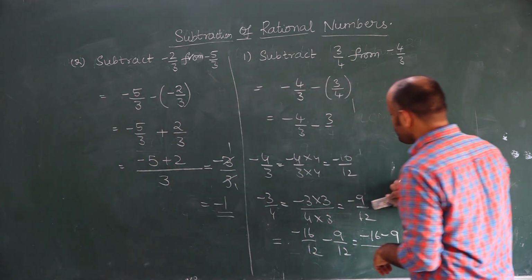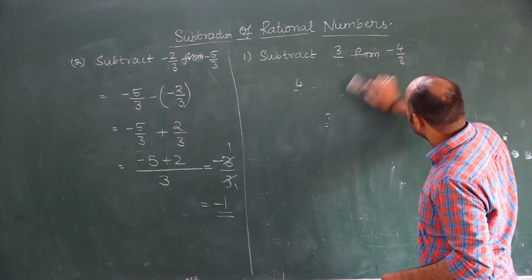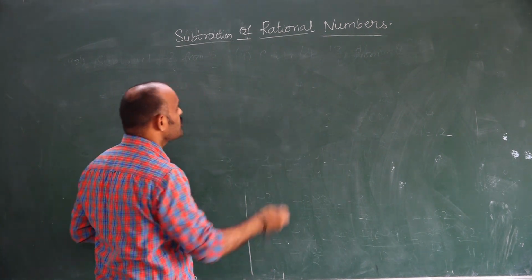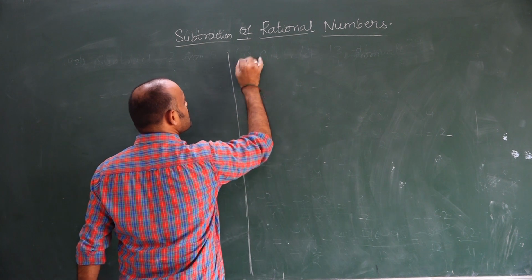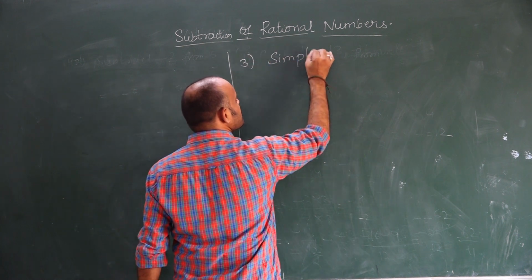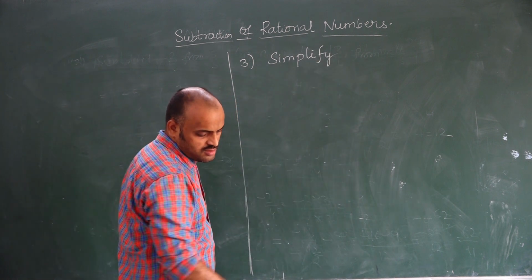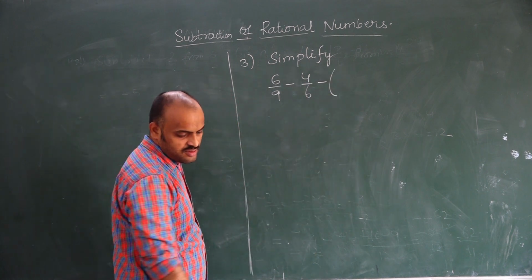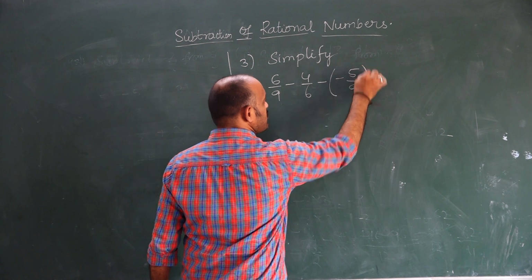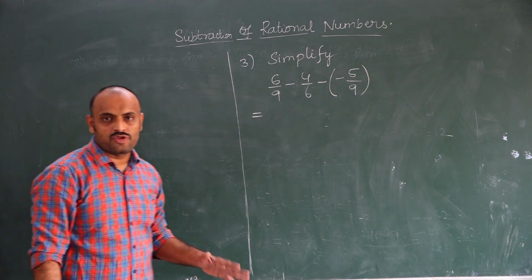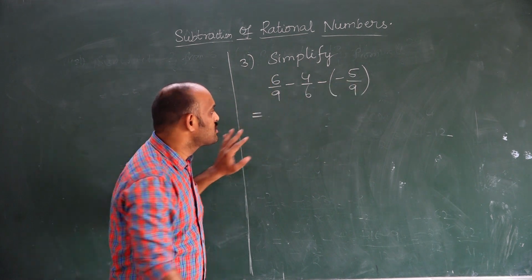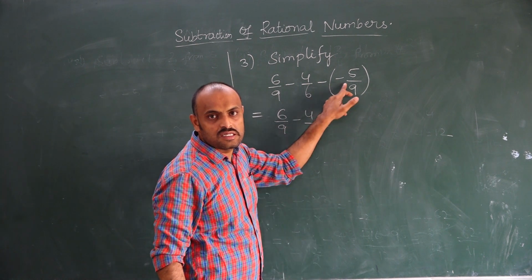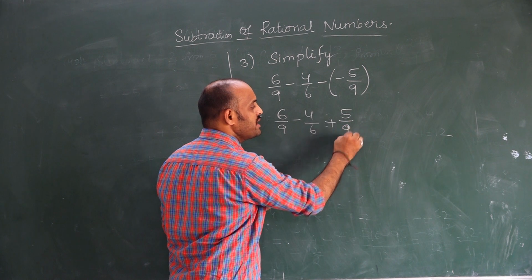Let's see one more example. Simplify 6 by 9 minus 4 by 6 minus of minus 5 by 9. According to the BODMAS rule, first we need to simplify the bracket. 6 by 9 minus 4 by 6 minus of minus, plus 5 by 9.